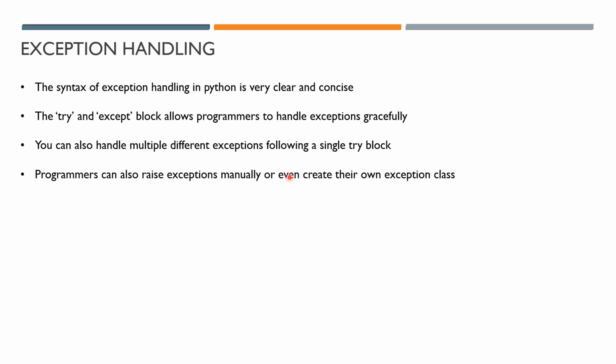And next we have exception handling. The syntax of exception handling in Python is very clear and concise. It uses the try and except block, which allows programmers to handle exceptions gracefully. You can also handle multiple different exceptions following a try block. The try block tells us what the code is about, and then the except tells us when there's an error and throws in the error, just like we explained in the previous slides above.